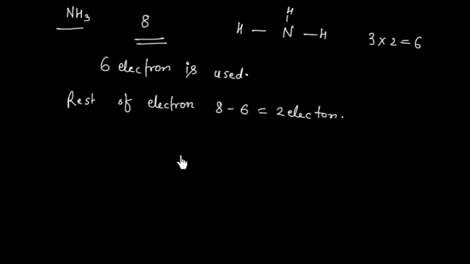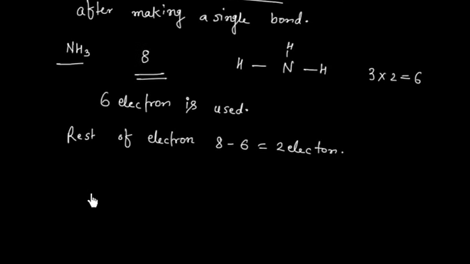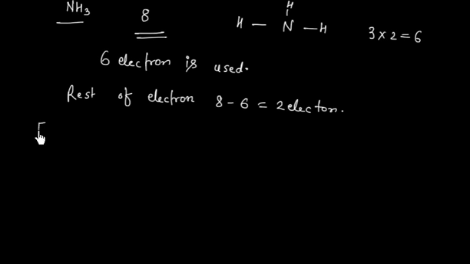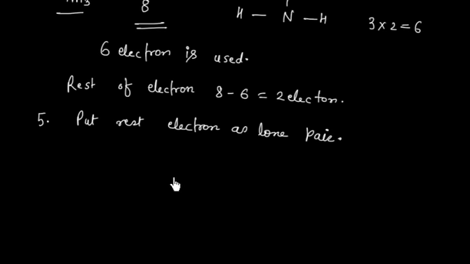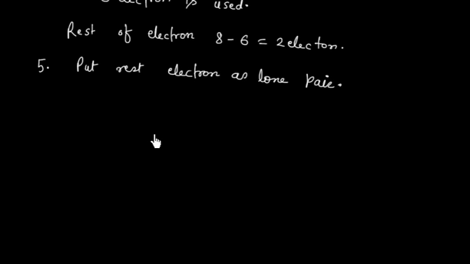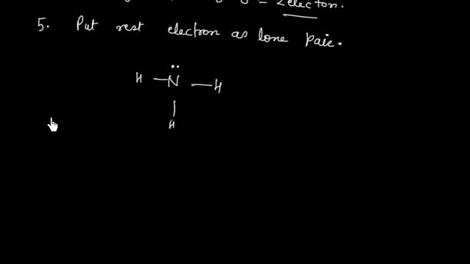So now we have to put these 2 electrons as a lone pair. Let us say put this as the fifth step: put the rest of the electrons as lone pair. And apart from this we have a next rule. Let us first decide this one and then we'll discuss. So I have 2 rest electrons, so we can put them as a lone pair on the nitrogen, because now we check the octet.